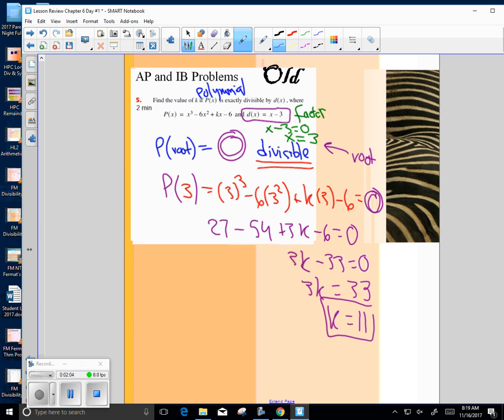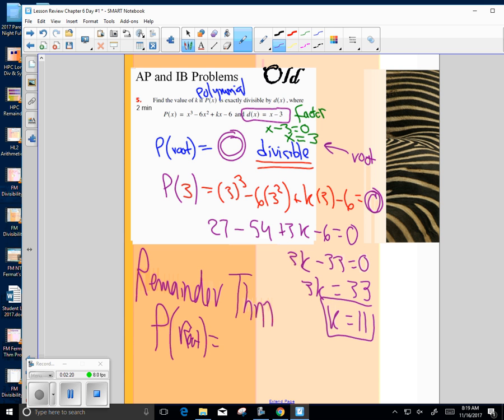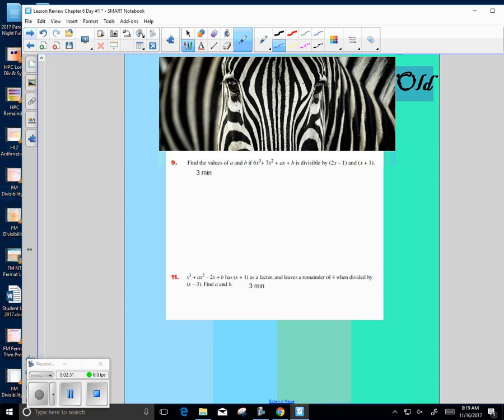Seem easy? It's all due to the remainder theorem, which says that p of your root is going to be equal to your remainder every time. And if it's divisible, the remainder is going to be 0. Let's try one more here. Find the values of a and b, 9 and 11. Did we do either of these two? Oh, we did 11? Okay, so you know how to do this one.